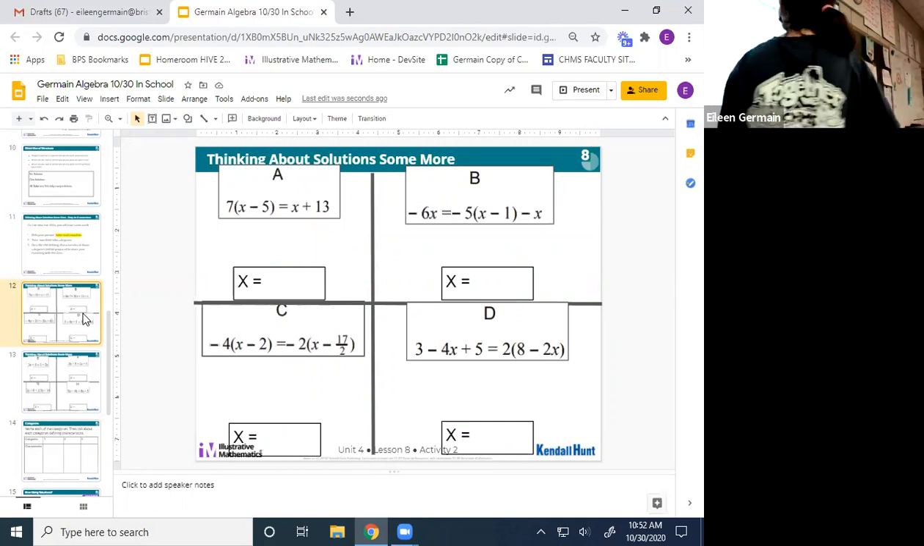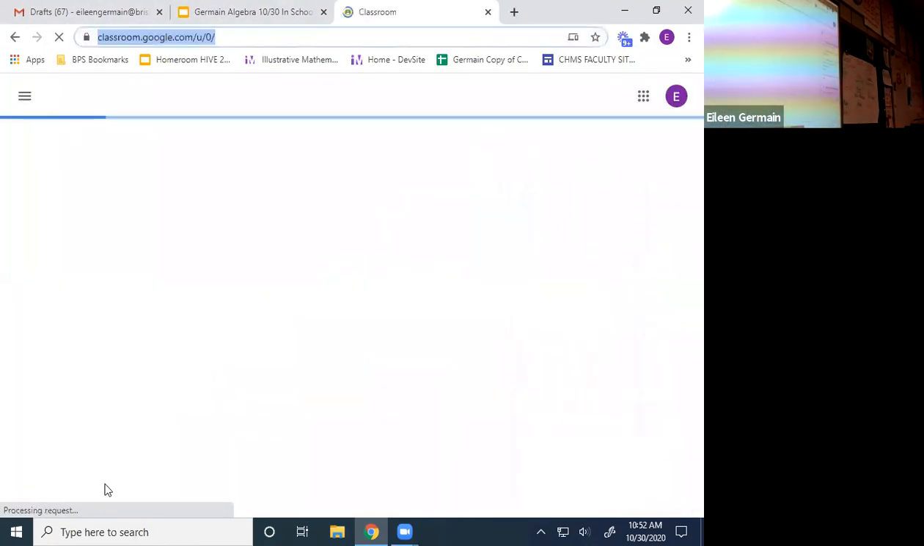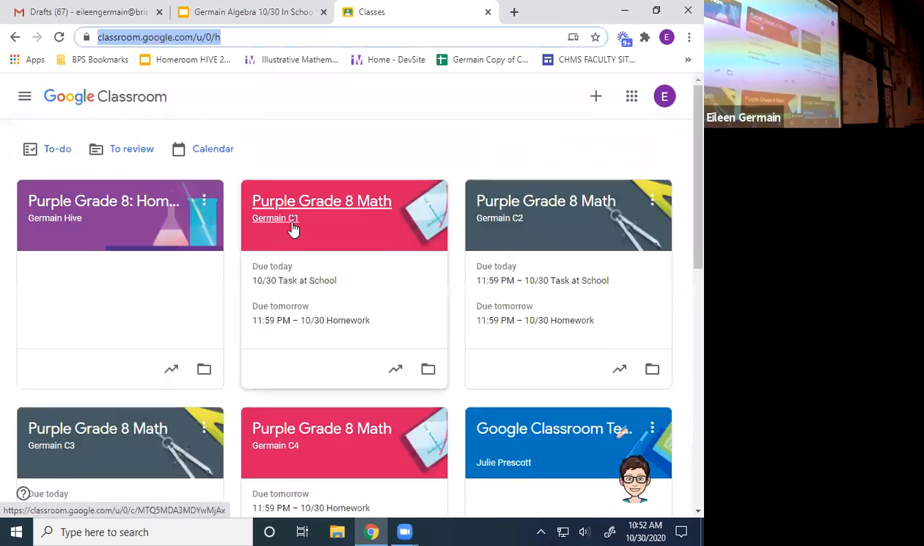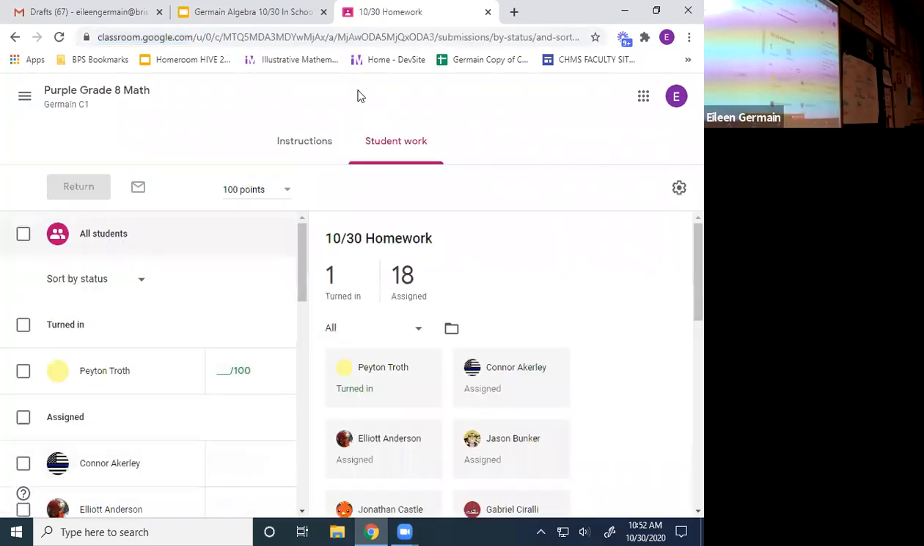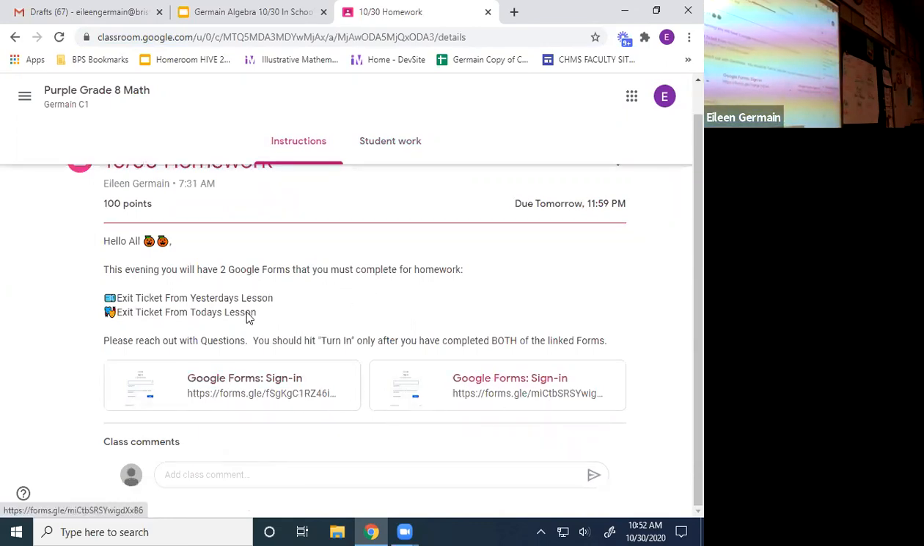Before you get started, I want to go through the homework for this evening. The homework for this evening is posted in Classroom. If we look at our classroom, we have this homework assignment. The instructions are, this evening you will have 2 Google Forms that you must complete for homework. They're both attached here. Do not hit turn in until you do both of them. You must do both of them and then hit turn in. I'm going to give you until tomorrow at midnight to complete this, okay?